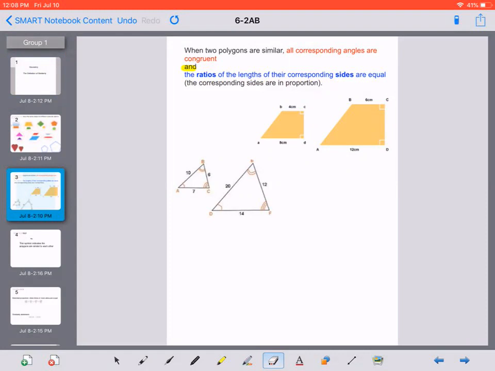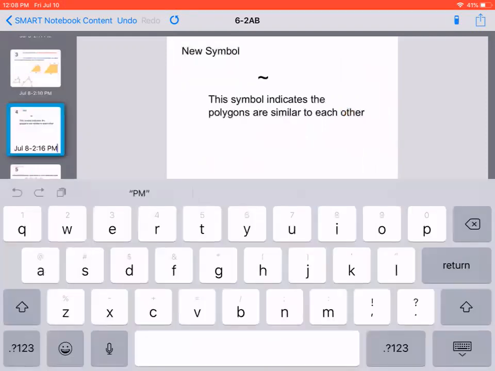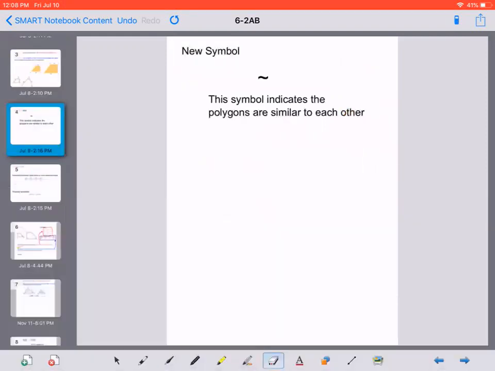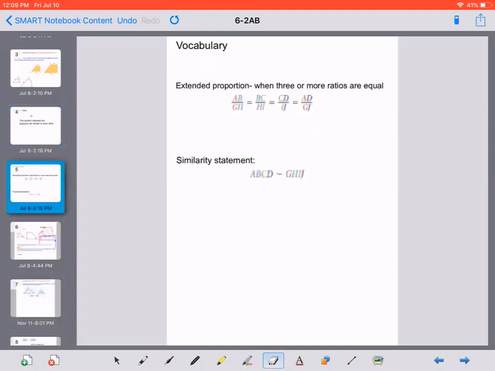There's a two-part definition. It means all their corresponding angles are congruent and the ratios of the lengths of the corresponding sides are equal, meaning the corresponding sides are in proportion. Before we go any further, I want to make sure you know a new symbol. This is our new symbol for the day. This squiggle here indicates that polygons are similar.